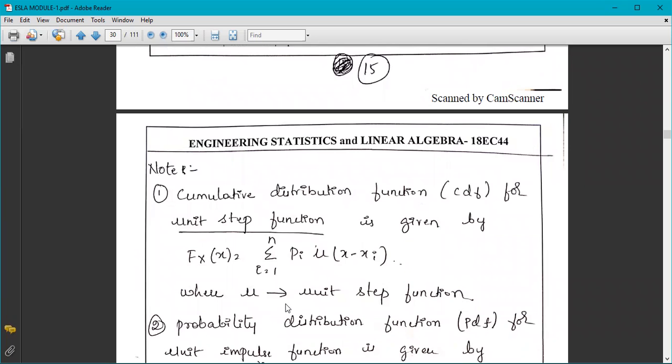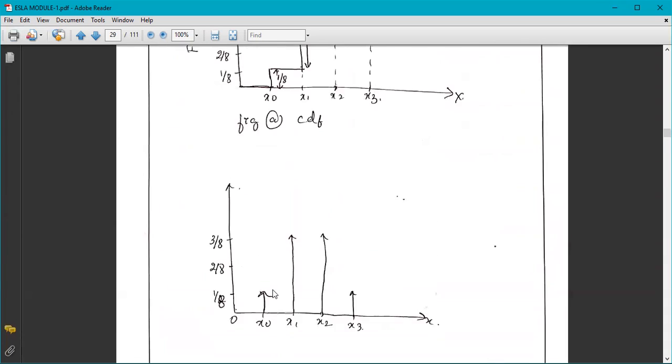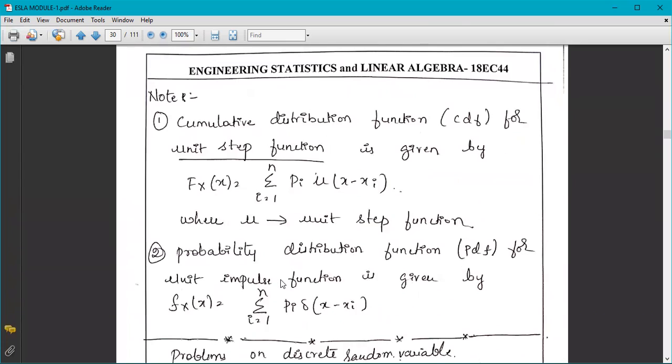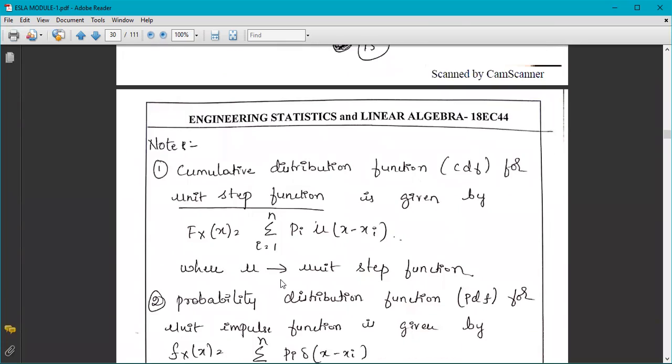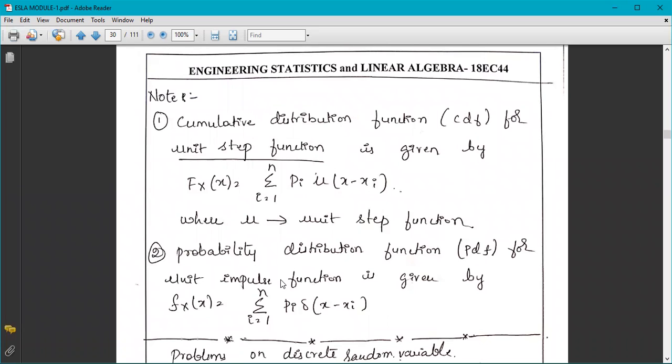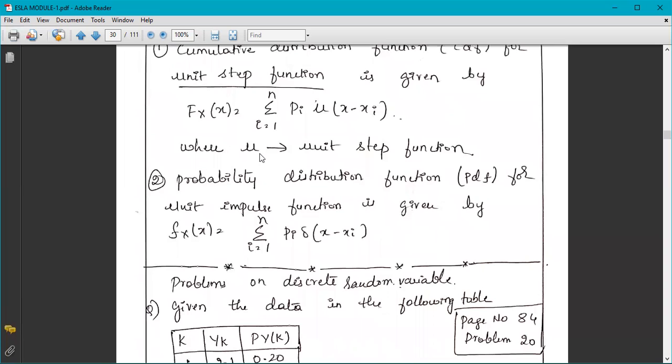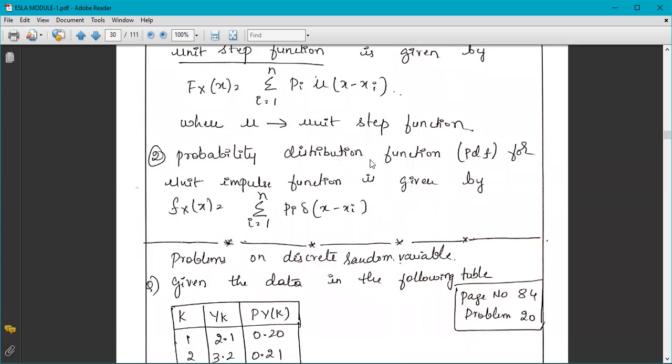Cumulative distribution function for the unit step function. Okay, understood this problem, the previous problem. Then the cumulative distribution function CDF for the unit step function is given by F_X(x) = sum of p_i times u(x - x_i), where u is the unit step function. The probability density function PDF for the unit impulse function is given by f_X(x), which is the summation from 1 to n of p_i times delta(x - x_i).